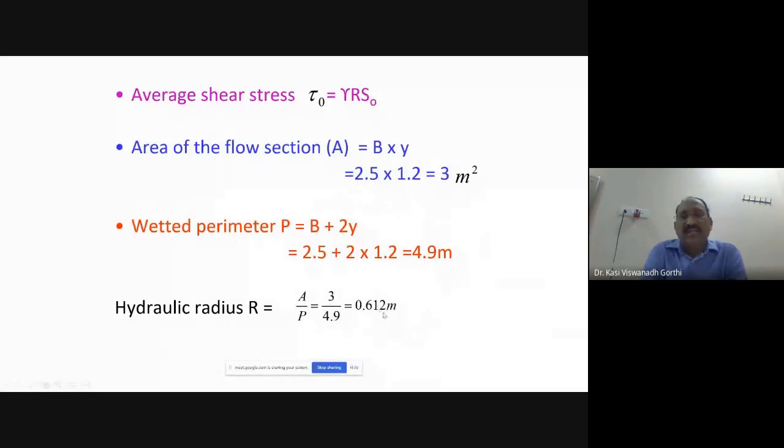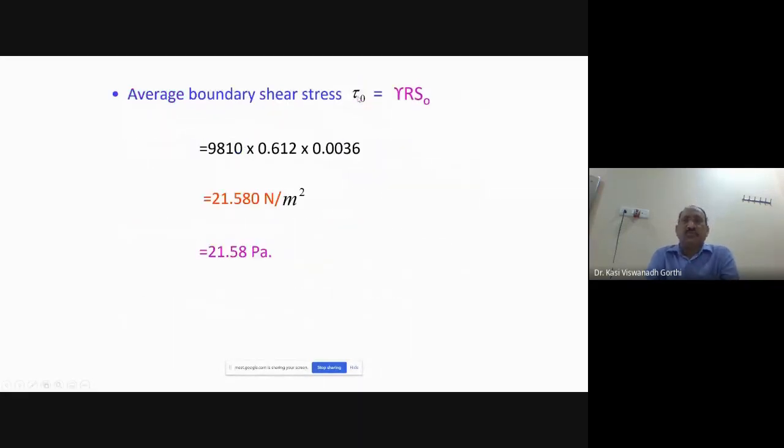Now after calculating the hydraulic radius, you got the unit weight of water and longitudinal slope, both given in the problem itself. A simple substitution. Gamma, unit weight of water, 9810 Newton per meter cube into hydraulic radius 0.612, just now we have computed, multiplied by S0, the longitudinal slope, 0.0036. So substituting that, you got 21.58 pascals as the average momentary shear stress.